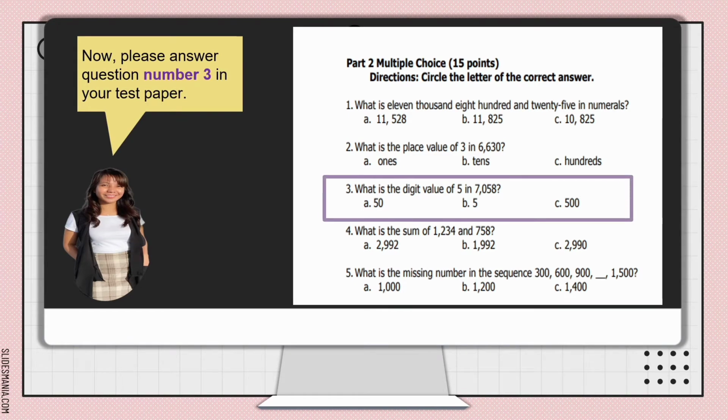Okay? Now, for question number 3. What is the digit value of 5 in 7,058? Please encircle the correct answer. Just a letter, kids.